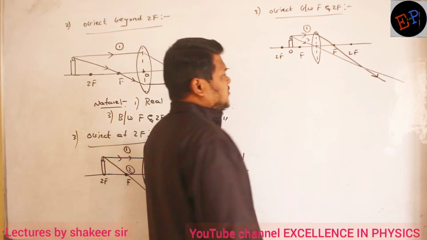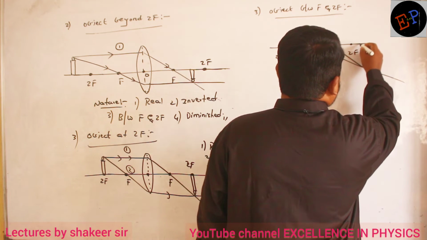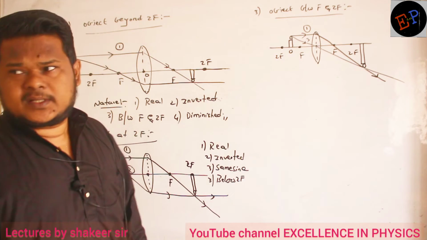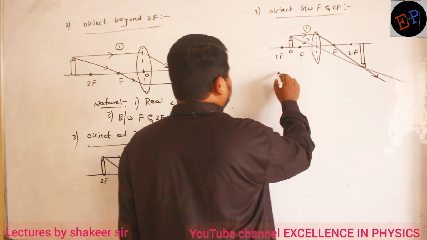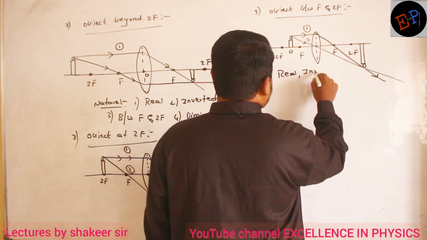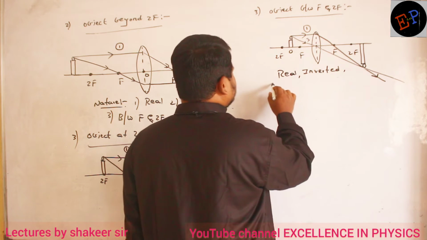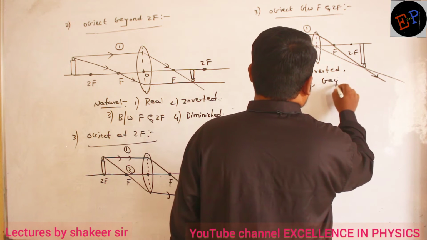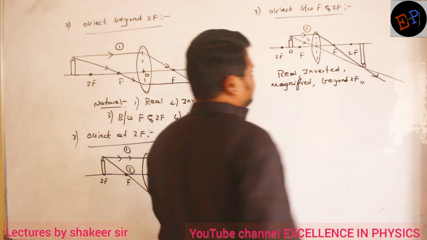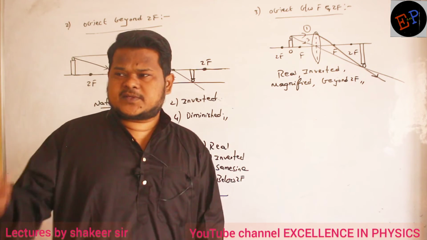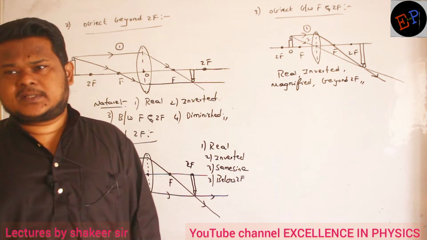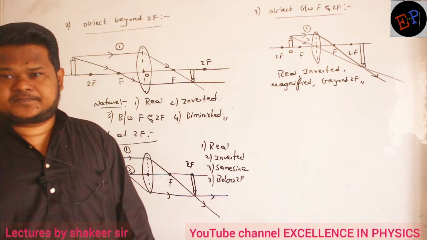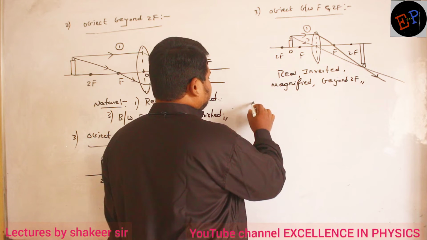So therefore, where is the image created? The image is created beyond 2F. So this is the formation of the image. Clear now? So what are the properties of the image? Real image, inverted image, magnified image, magnified only, no? And where is it formed? It is formed beyond 2F on the other side. But in the case of mirrors, it was formed on the same side. Do you remember that? In the case of curved mirrors, it was formed on the same side. But here it is formed on the other side. Clear? So that was the third one.